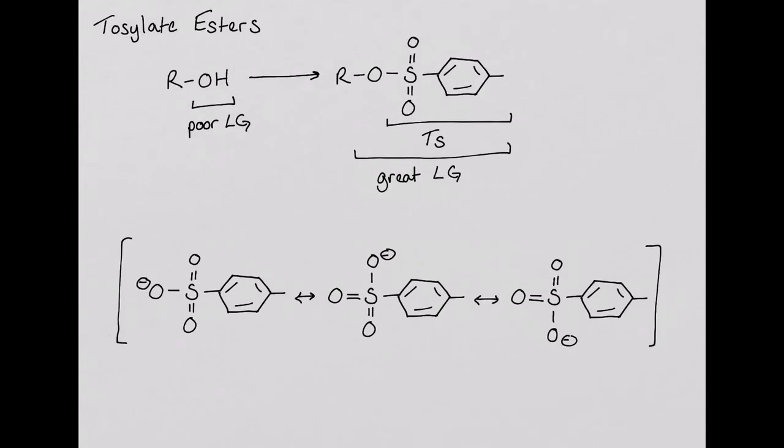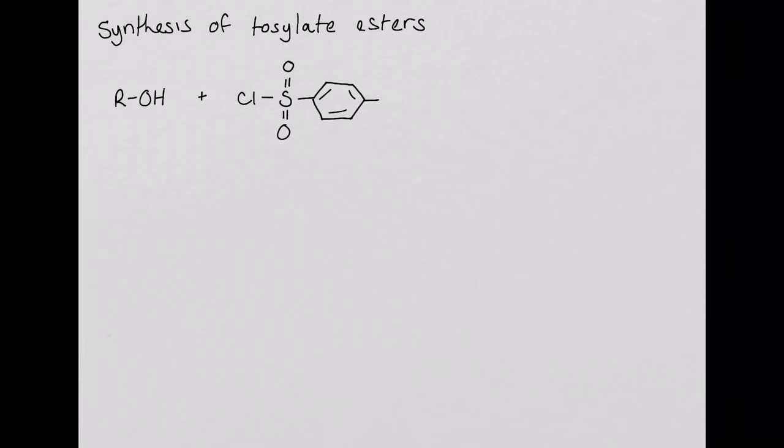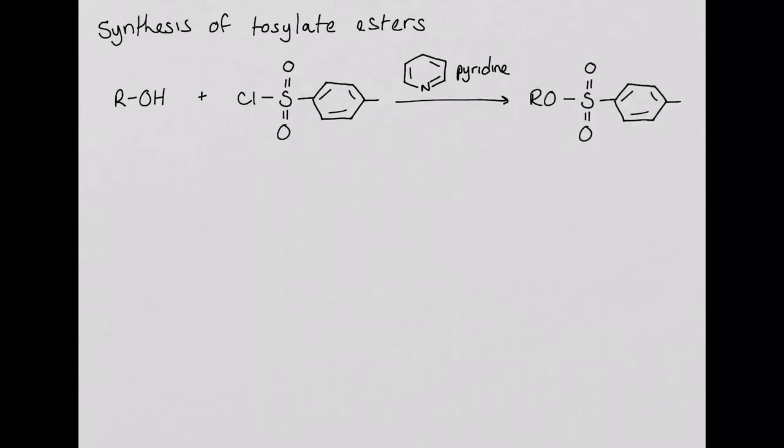Tosylate esters can be synthesized through an SN2-like reaction of an alcohol with tosyl chloride. The alcohol is treated with tosyl chloride in the presence of a bulky, non-nucleophilic base, such as pyridine. The product of this reaction is the tosylate ester. The mechanism involves attack of the alcohol on sulfur, kicking off the chloride ion.